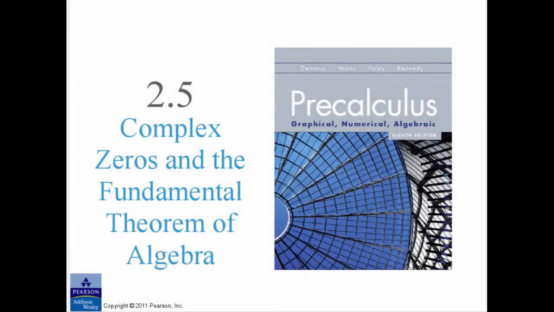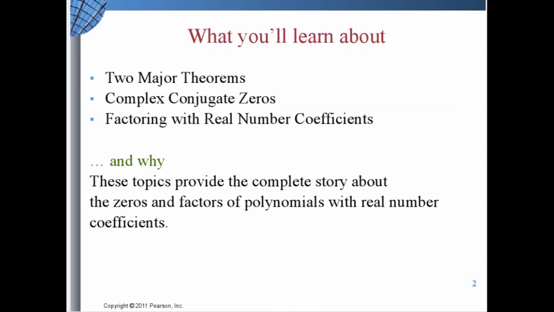Okay, this video is from Chapter 2, Section 5, and the title is Complex Zeros and the Fundamental Theorem of Algebra. What you'll learn about, we have two major theorems that we're going to take a look at in this lesson. We're going to talk about complex conjugate zeros and factoring with real number coefficients. And why we're going to learn this, these topics provide the complete story about the zeros and factors of polynomials with real number coefficients.